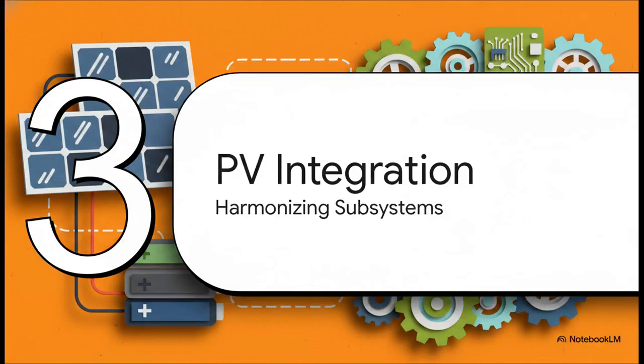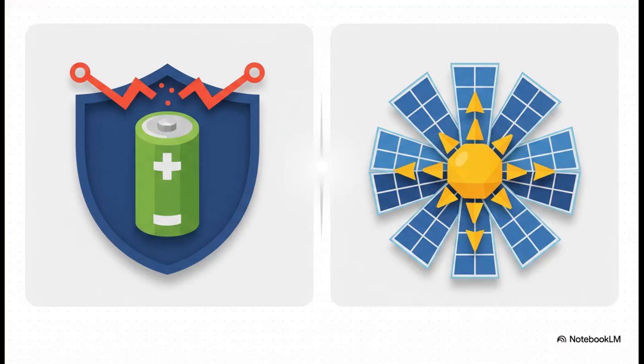Okay, Section 3, PV integration and system control. Let's see how harmonizing these subsystems actually works. This is a beautiful dual control setup. On one side, you have the Battery Management System, or BMS. That's your strict safety watchdog. It's constantly monitoring the state of charge, and if things get abnormal, it automatically steps in and disconnects modules to prevent dangerous overcharging. On the flip side, the Maximum Power Point Tracking, the MPPT controller, is aggressively maximizing efficiency. It's constantly hunting for that optimal voltage from the solar panels, completely adapting to sudden cloud cover or temperature shifts.